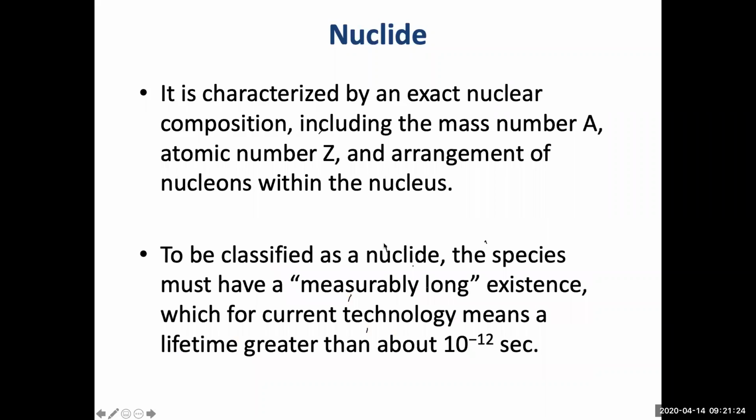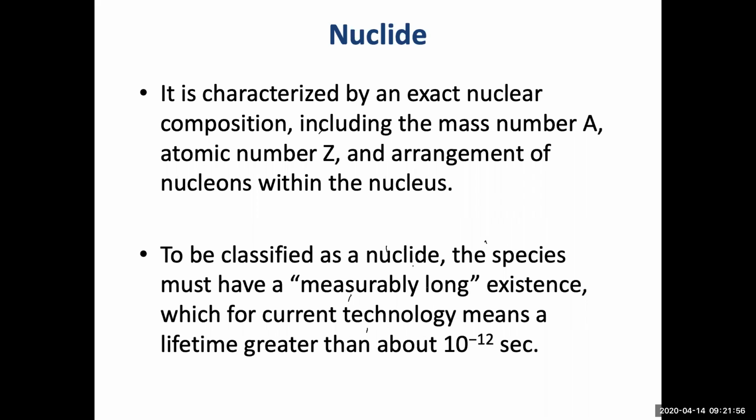A nuclide is characterized by an exact composition, including the mass number A, the number of protons, and the number of neutrons, which should be identical and unique for each element. The atomic number is the number of protons inside the nuclide, and the nucleons have a specific arrangement within the nucleus for each element. To be classified as a nuclide, or we can say radionuclide, not all elements are radionuclides.